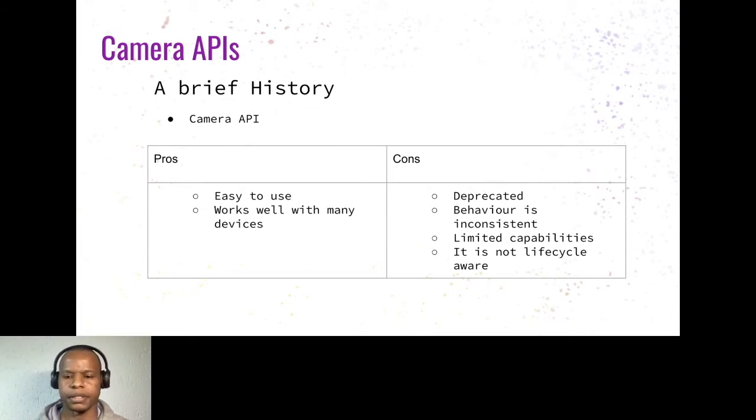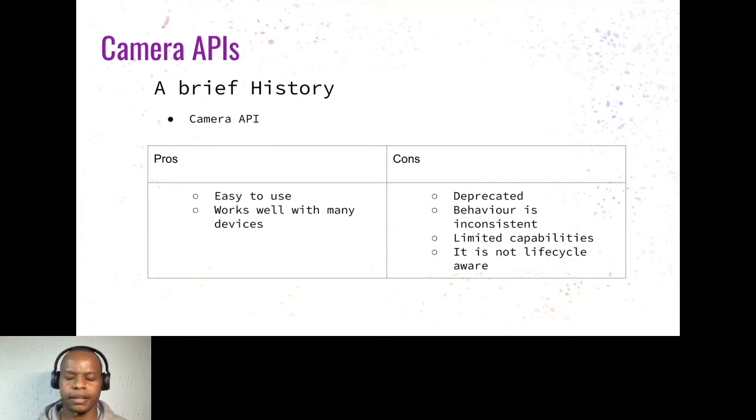In my experience working with this API, I encountered this problem when a Huawei P20 device simply didn't want to save images correctly. So consequently, I had to write code that was specific to this device. And this apparently happens a lot on this camera API. It also has limited capabilities. So it doesn't give you access to the full capabilities of the device camera. So if you want to do something very advanced, this is definitely not the best camera API to use.